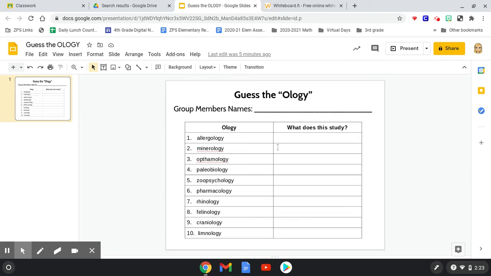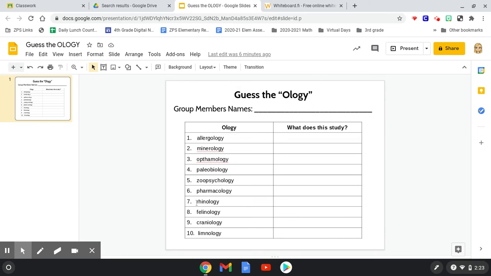Number 2, mineralogy. Make a guess. What do you think that means? Number 3, ophthalmology. Make a guess. What do you think that studies, or what is that the study of? Number 4, paleobiology. Think about that one. Number 5, zoo psychology. Number 6, pharmacology.